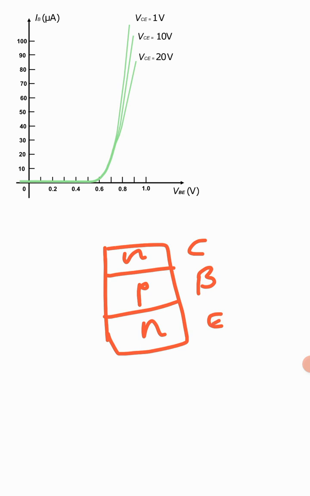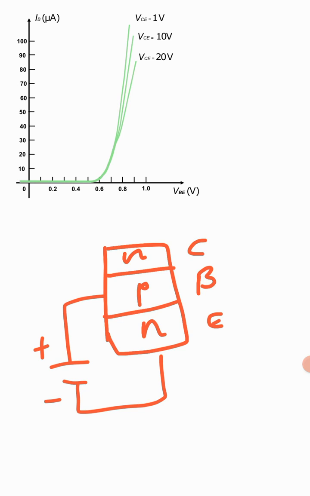So common emitter configuration means your base emitter junction is forward biased. So let's apply a positive voltage to the P and negative voltage to the N. So that becomes your forward bias, and due to that the input current is called the base current IB.